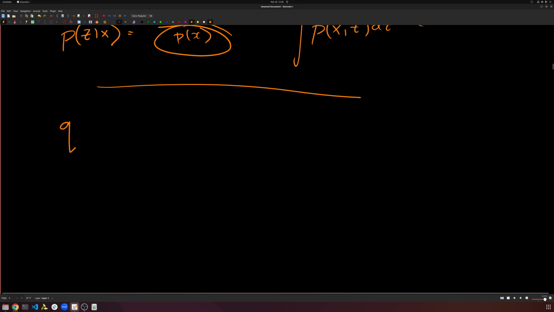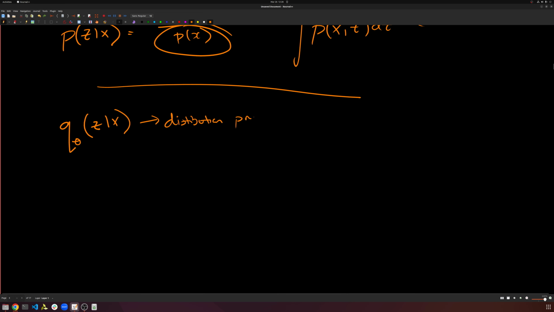Let's call this Q theta z given x. This is a distribution predicted by the model. Our model is parameterized by parameters theta, so we're just going to call them theta. These are the parameters of the encoder specifically. And this is the distribution that our model predicted, Q theta z given x.